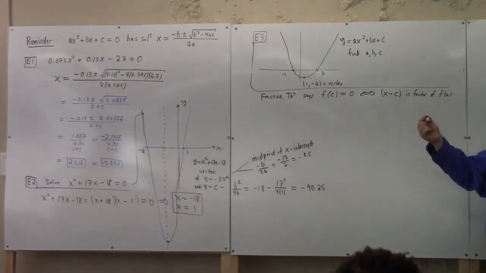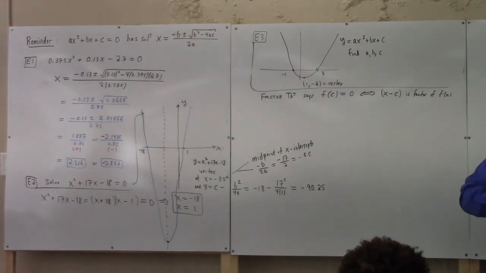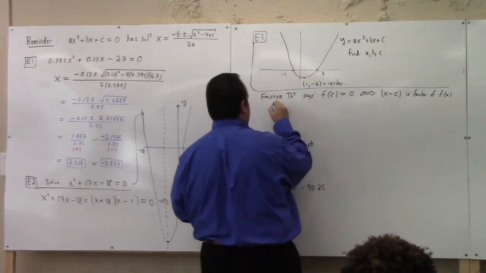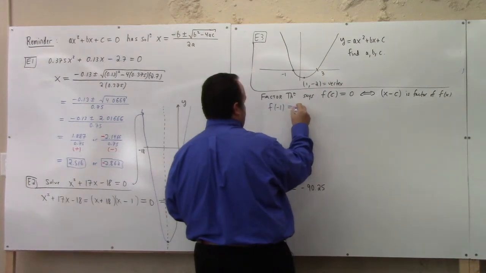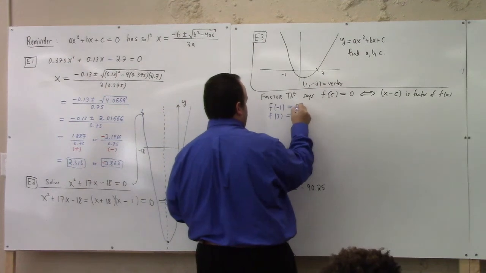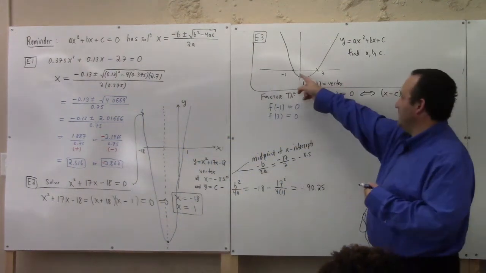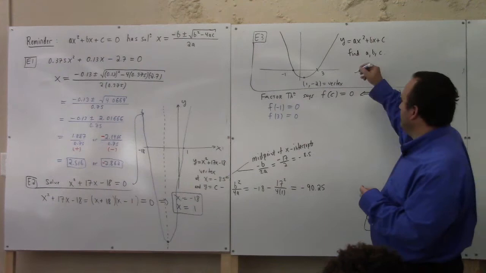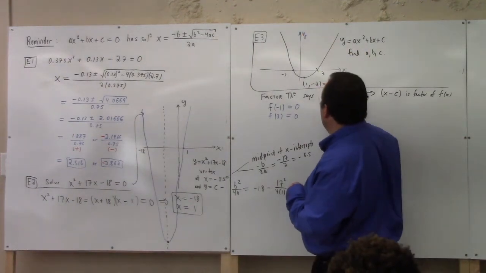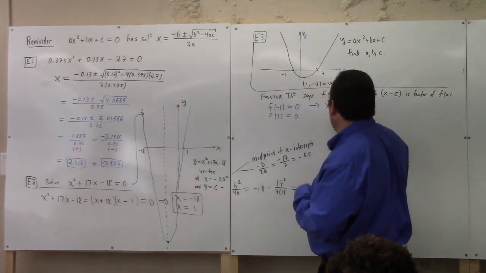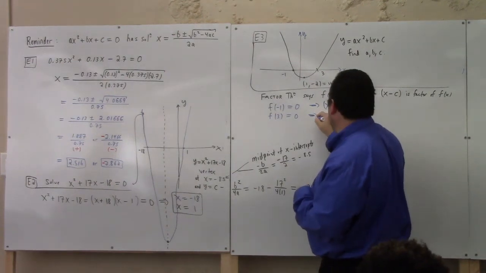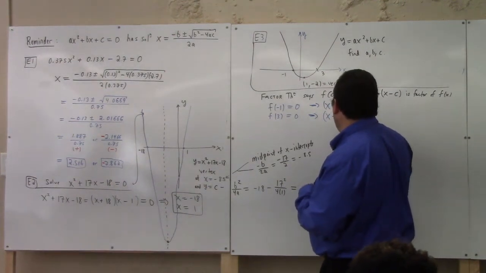So you look at this graph, what can you read from that? You can read f of minus 1 equals 0, right? And you can also read f of 3 equals 0 from the graph. Do you guys see that? From this point and that point? Okay. So what does that tell me? That tells me I've got an x plus 1 factor, and I've got an x minus 3 factor, right?